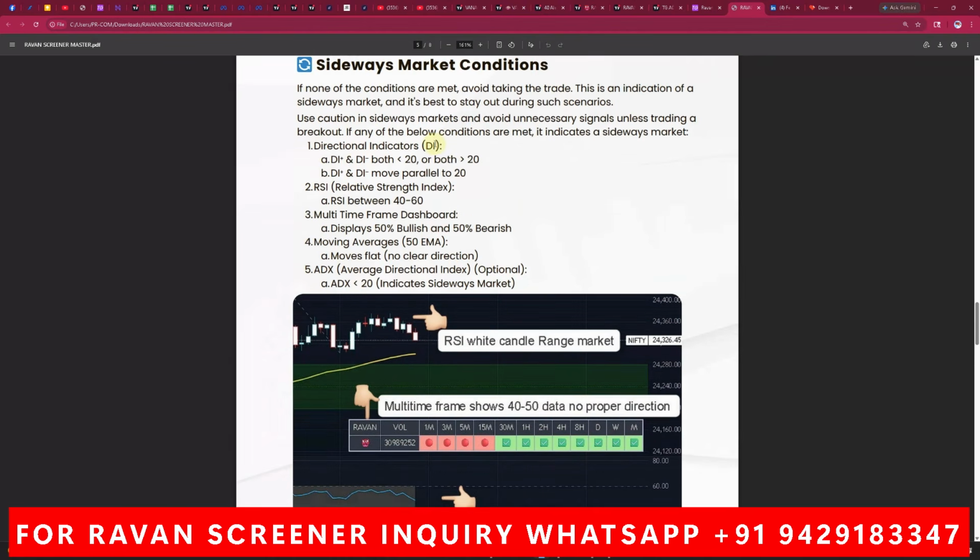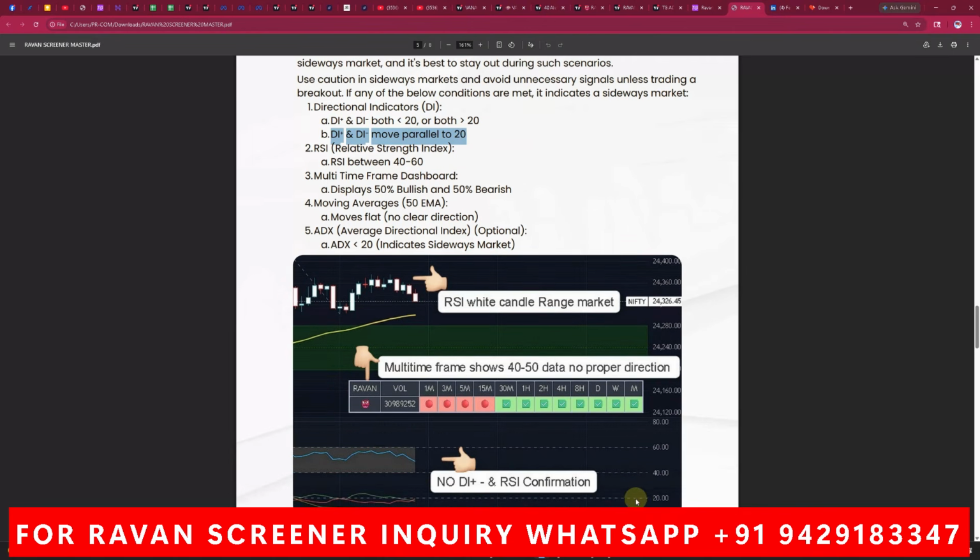You can see here directional index, DI plus and DI minus, both are below 20 or both are above 20. That indicates a range bound market. If DI plus and minus are moving parallel to the 20 line, you can see here, this is the 20 line, right? You can see here both are moving parallel, right? That indicates a range market. RSI is in this zone, that indicates a range market, white candles, right?